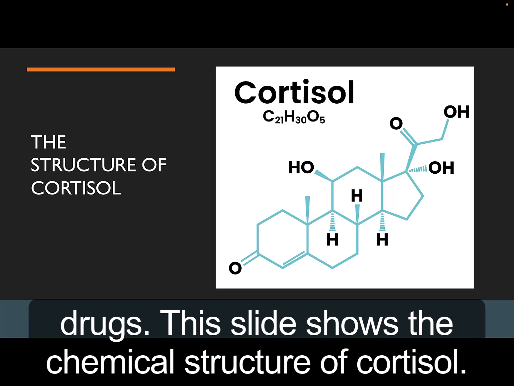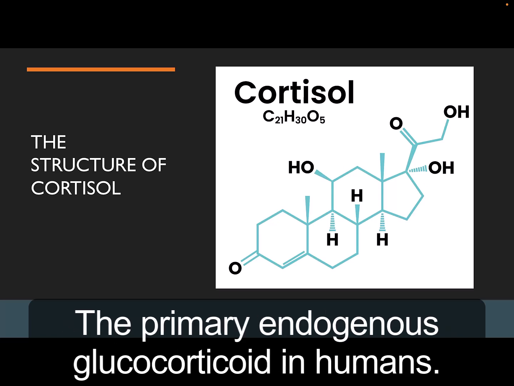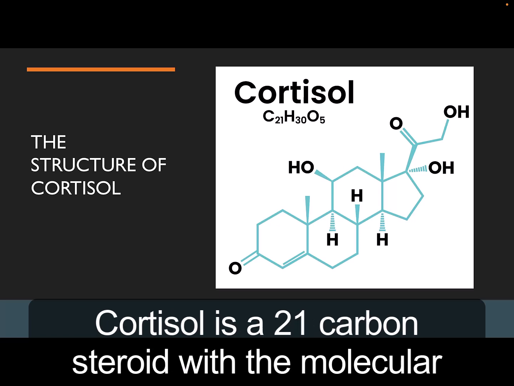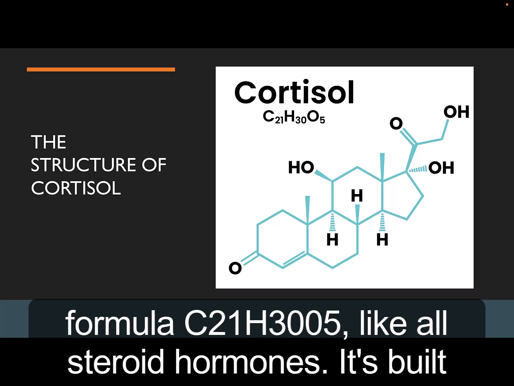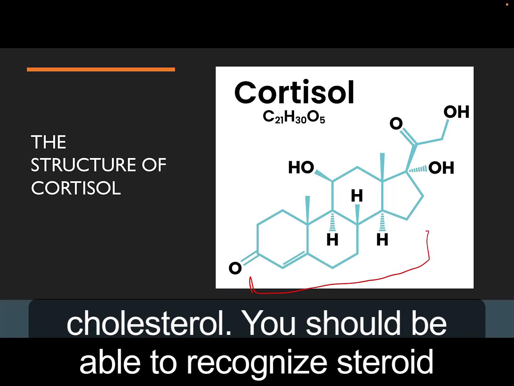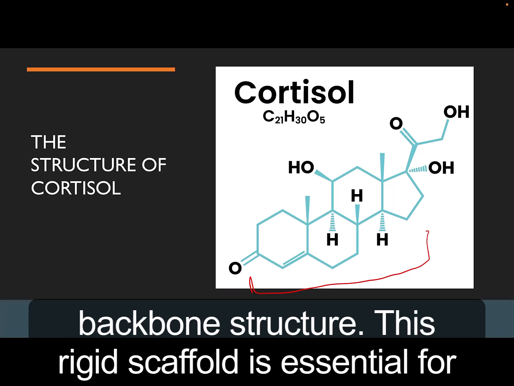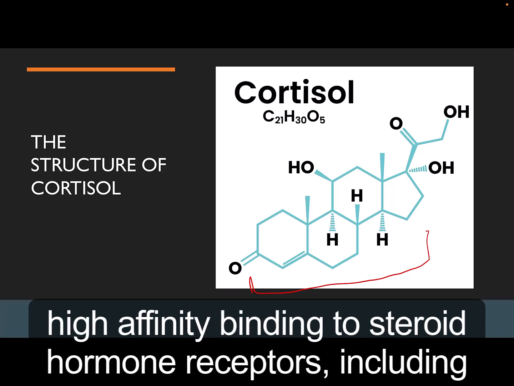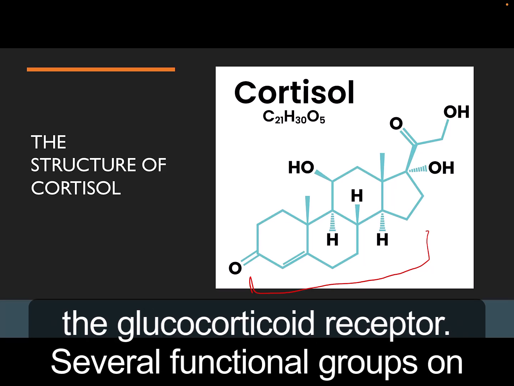This slide shows the chemical structure of cortisol, the primary endogenous glucocorticoid in humans. Cortisol is a 21-carbon steroid with the molecular formula C21H30O5. Like all steroid hormones, it's built on a 4-ring fused backbone derived from cholesterol. You should be able to recognize steroid backbone structures. This rigid scaffold is essential for high-affinity binding to steroid hormone receptors, including the glucocorticoid receptor.